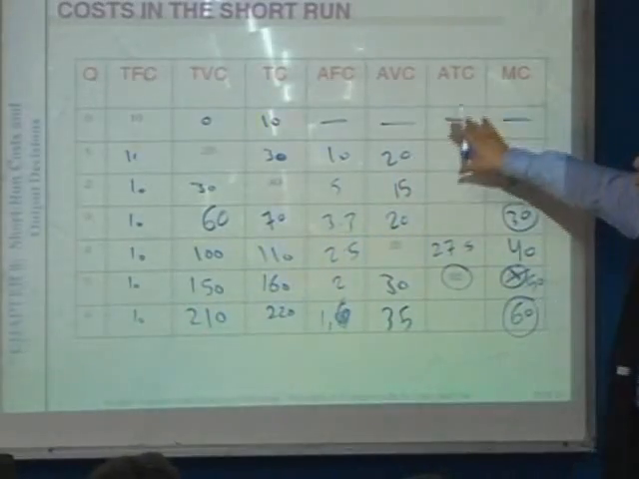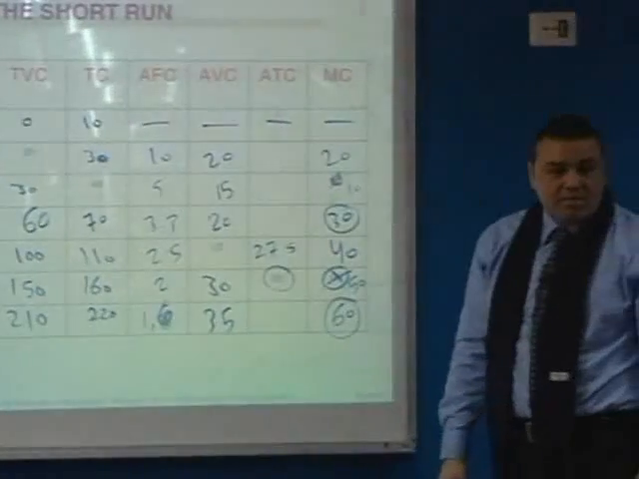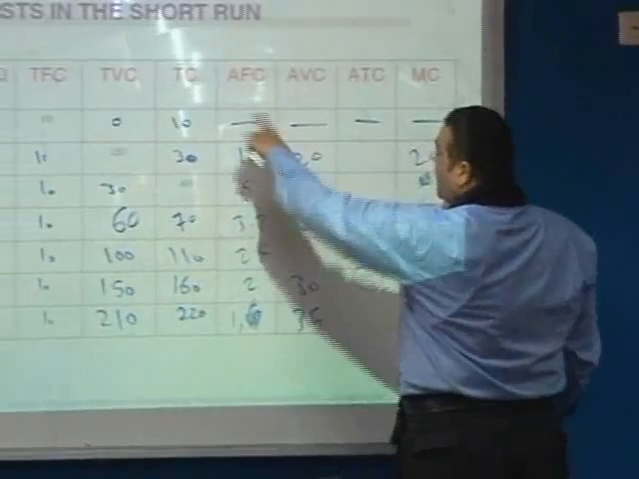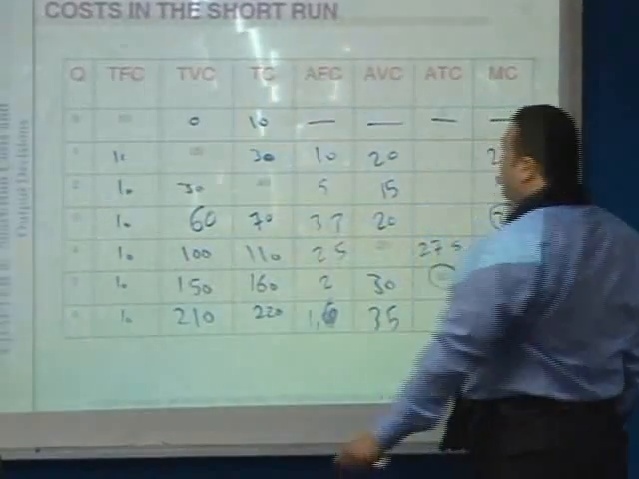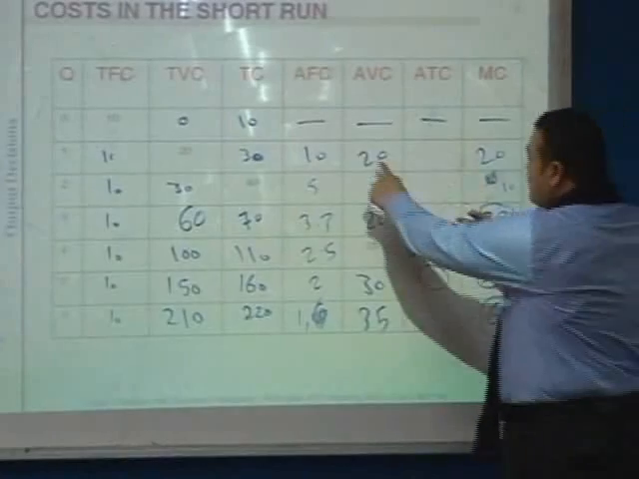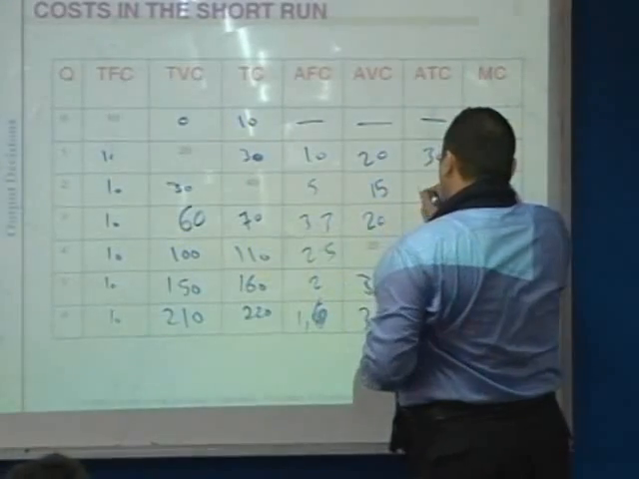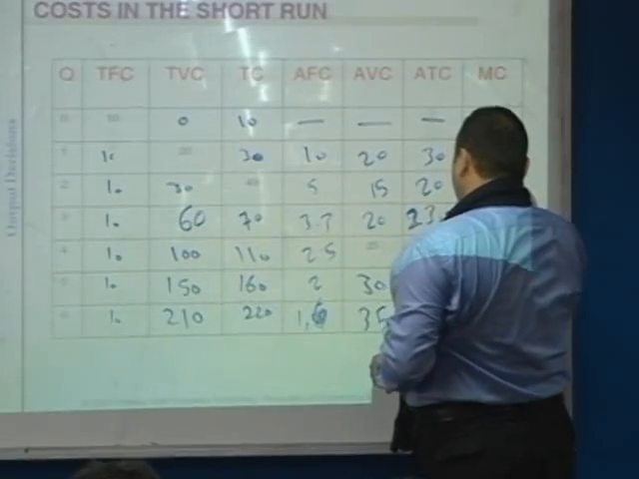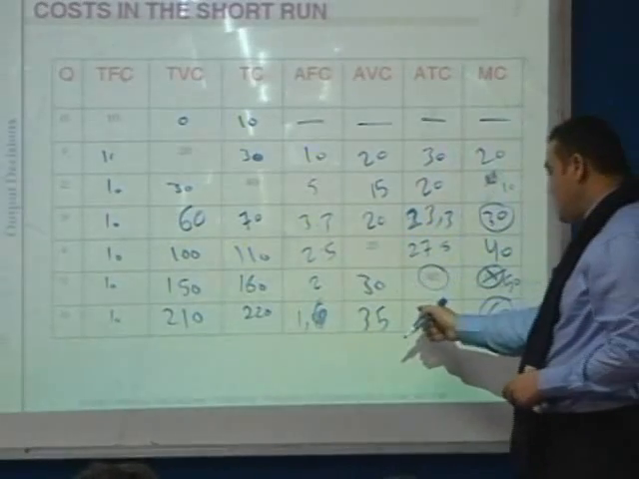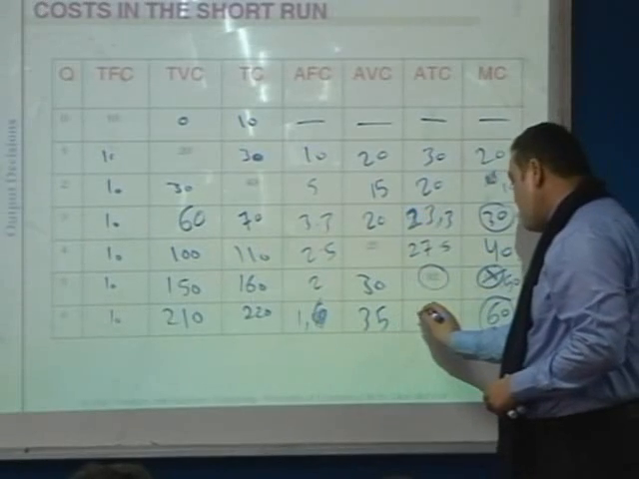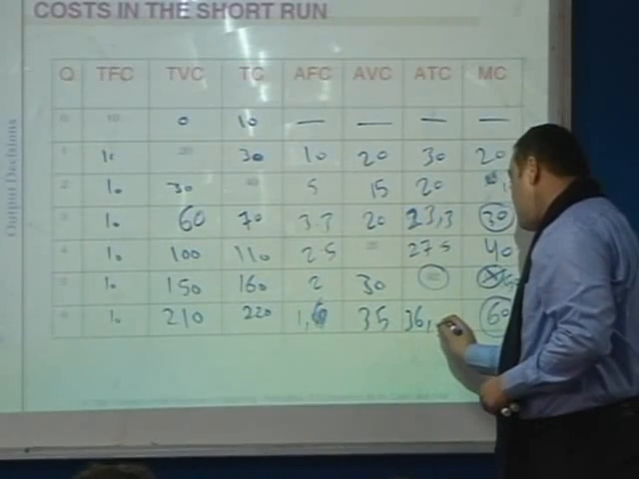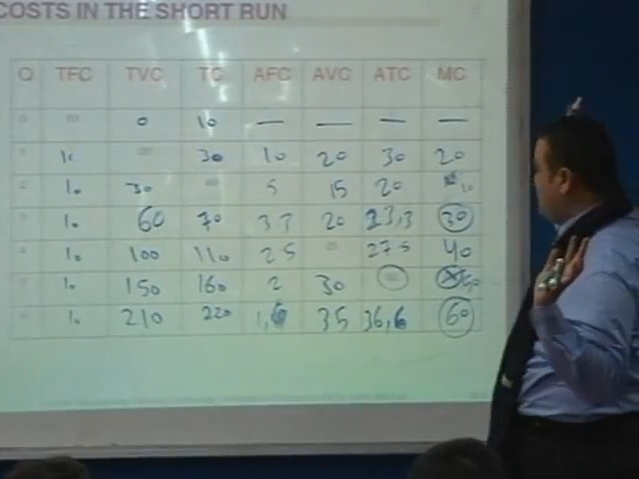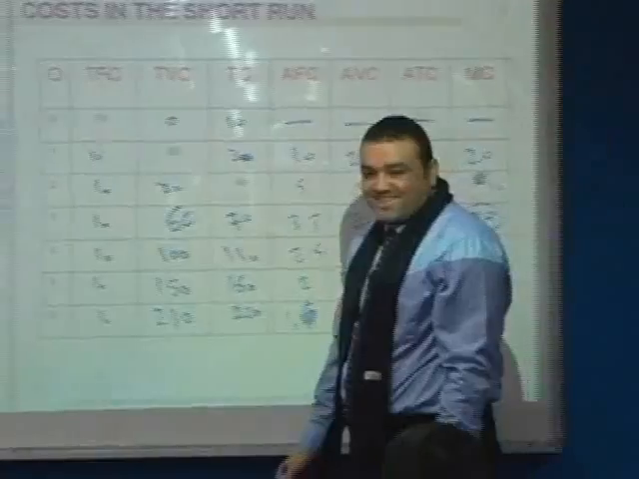Okay, so let's calculate the average total cost. Average total cost equals AFC plus AVC or TC over Q. The same results. So in this case, 30, 20, 23.3. It's given here. 36.6. What else? We have finished. Okay, thank you.